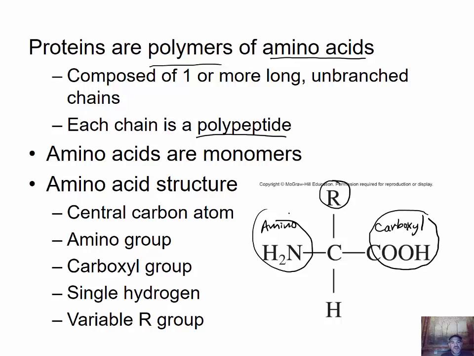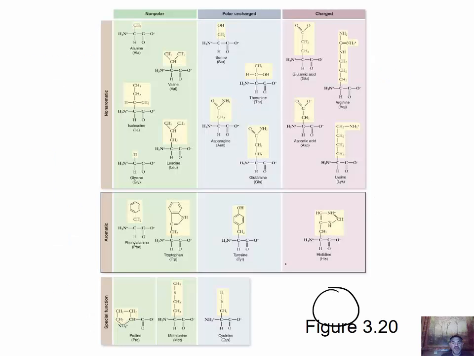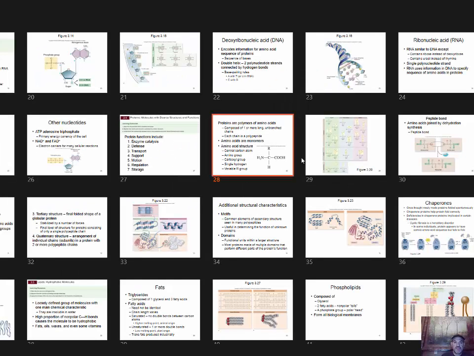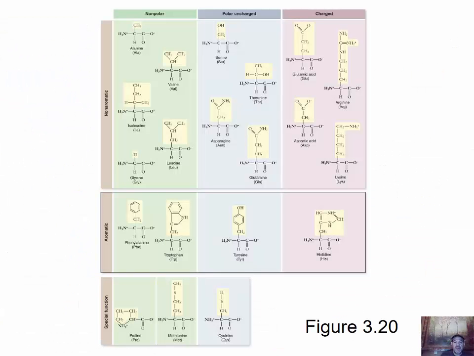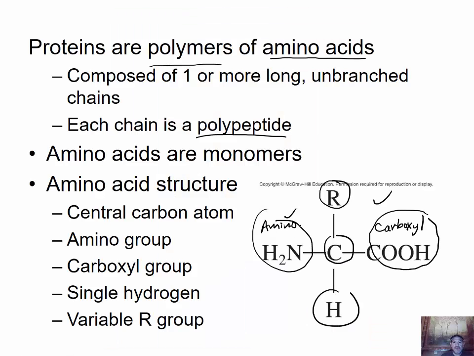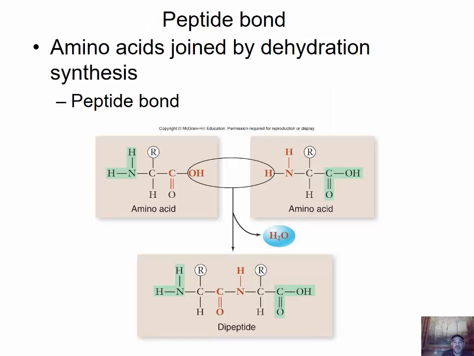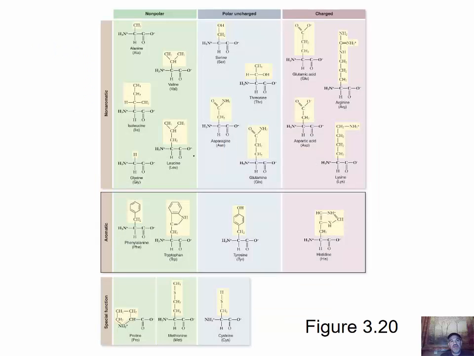So the structure of an amino acid is all listed there. I just went over that. So there's the central carbon, which is right here, the amino group, the carboxyl group, which we circled a while ago, a single hydrogen, and then the variable R group. These are the 20 amino acids that make up our proteins.